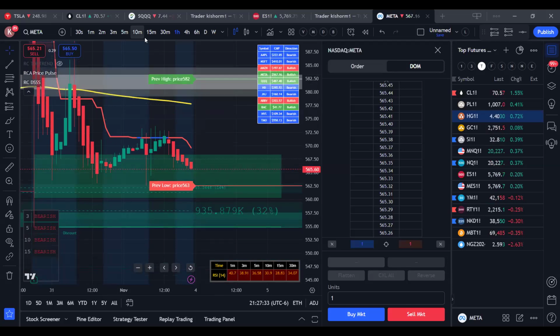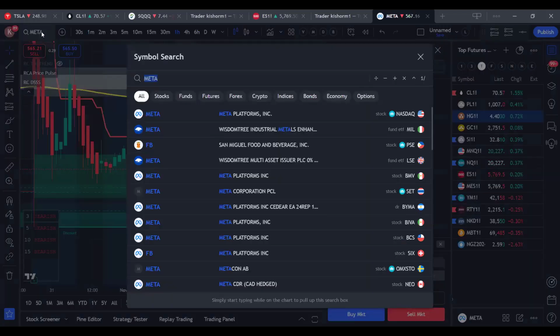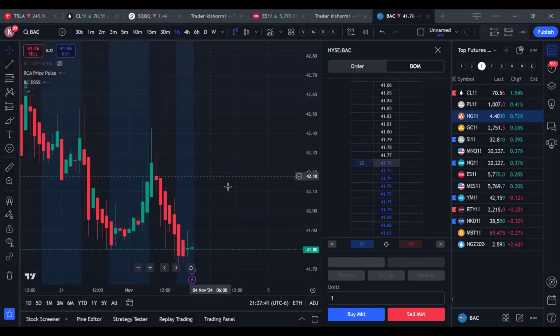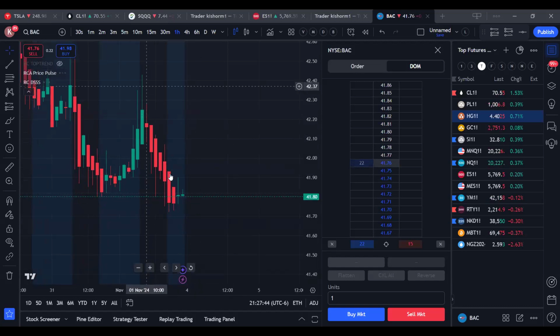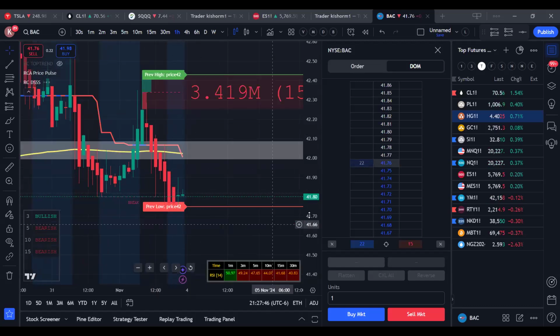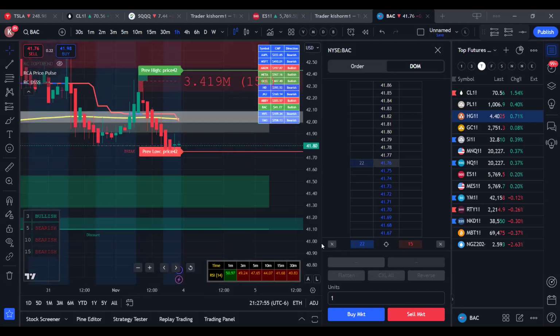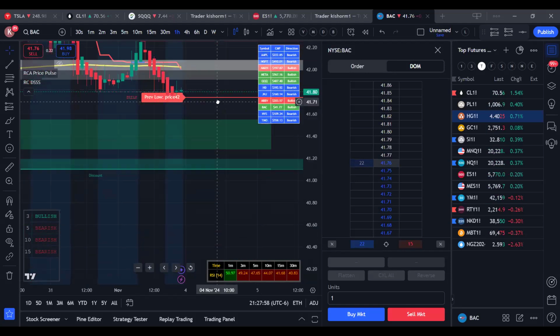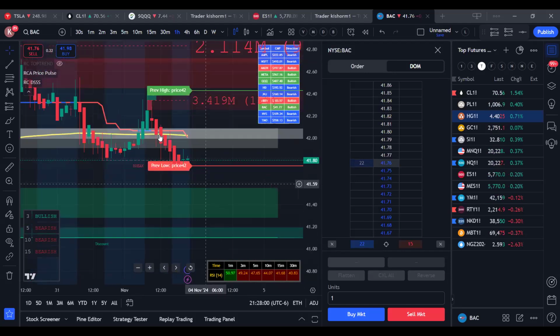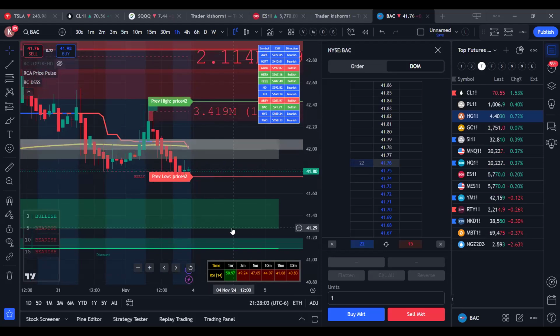And we have Bank of America. Bank of America came all the way down. As of now, I don't see any major buy order blocks close by. So they may take it up and then bring it down. Bank of America is not good, but Meta and QQQ are good.